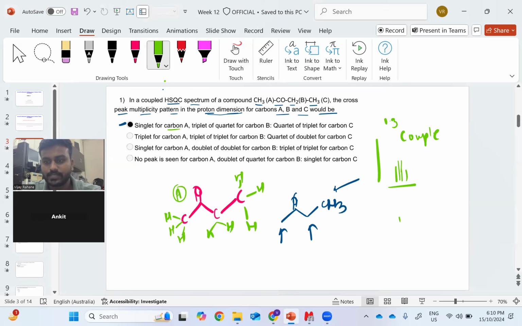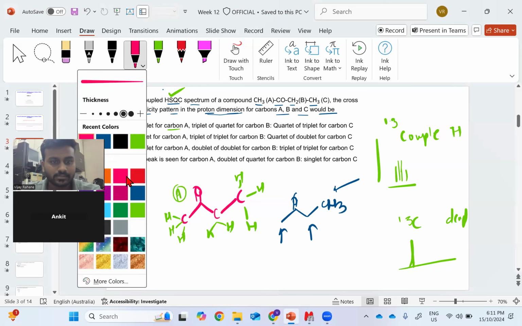So you get the quadrate in the proton coupled spectra. In the proton decoupled 13C, we get only a singlet for each and every carbon, because in the decoupled carbon spectra we don't get any splitting due to these hydrogens. But in the case of the HSQC experiment, what happens? The carbon shows the splitting due to the NMR active nuclei present on the adjacent carbon. So in this one, this is the adjacent carbon, right?